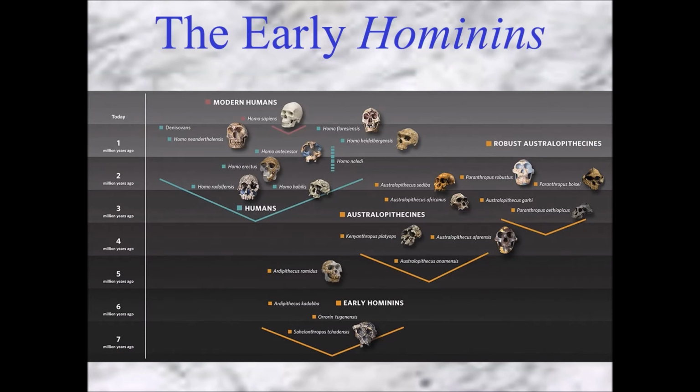Okay. First things first, you're going to see a lot of charts like this. This is kind of our ancestral family tree. There we are at the very top where it says modern humans. And you can see there's a lot of fossil skulls going all the way back to about 7 million years ago. We're going to talk about some of these individuals. Relax, we're not going to hit every single one of them.